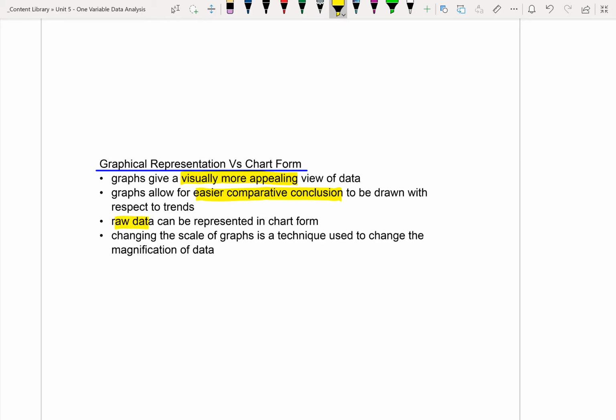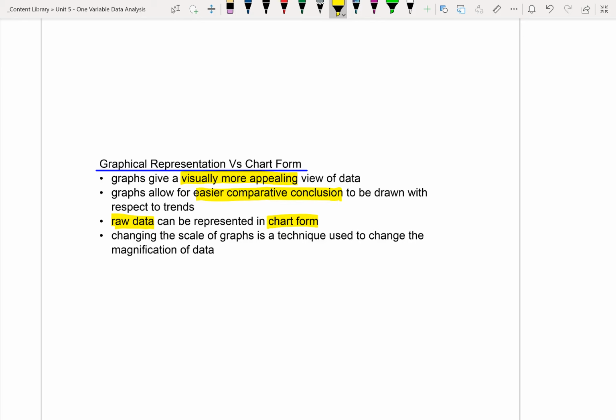With raw data, you can represent them in a chart form, because you're just presenting what data you collected, so you don't really need to create anything from that. Just representing it in short form is fine, and then you draw the trends or the inferences out when you make the graphs.